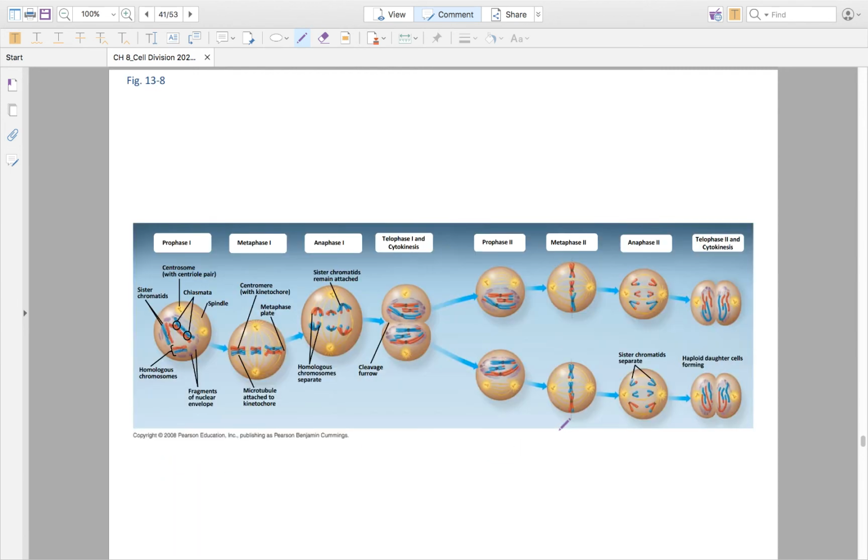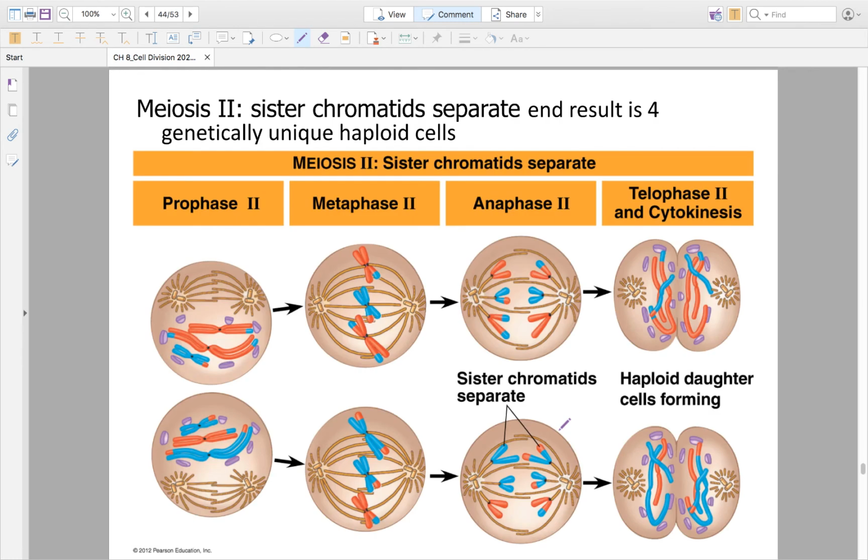Now we're going to move into meiosis 2. Meiosis 2 is pretty straightforward. The whole purpose of this is to pull apart the sister chromatids. All right, now we've already gone through meiosis 1, and we split that cell, and we have 2 cells, okay, and they're going to go through meiosis 2. So they'll go through prophase 2, metaphase 2, anaphase, and telophase and cytokinesis 2. So how does that work?